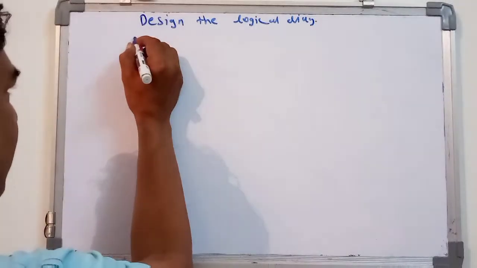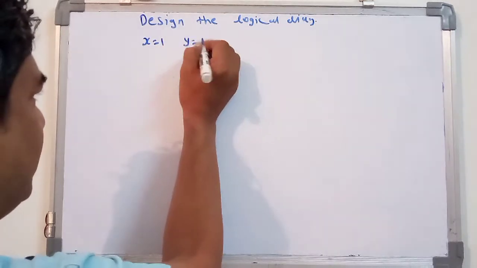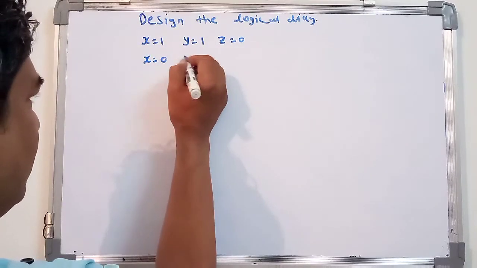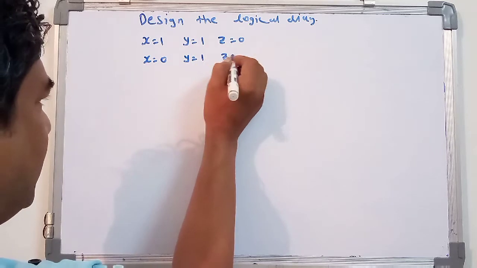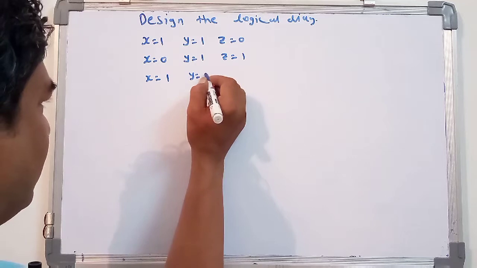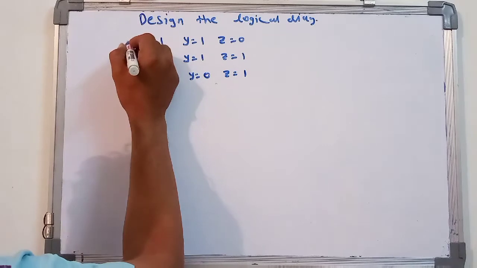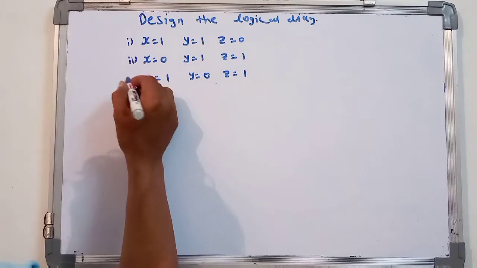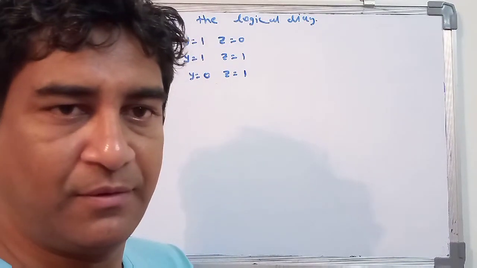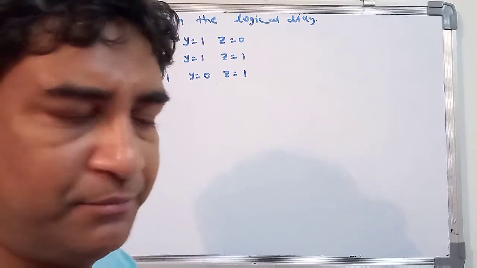and the given values are x is equal to 1, y is equal to 1, z is equal to 0; x is equal to 0, y is equal to 1, z is equal to 1; x is equal to 1, y is equal to 0, and z is equal to 1. Suppose these are the values given and you are told to solve the digital diagram. Okay, or you may have the question as a logical diagram also, or digital diagram.